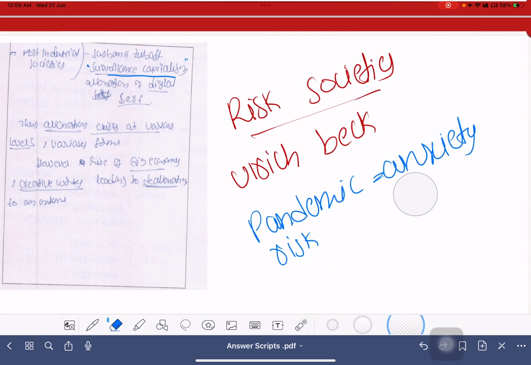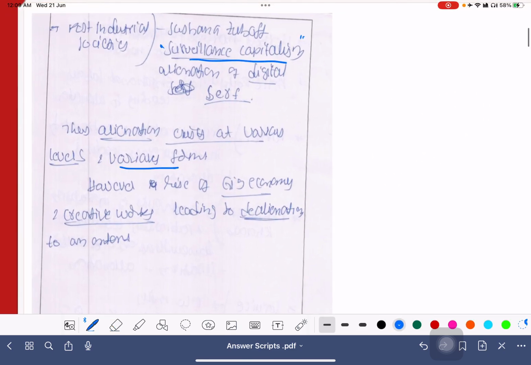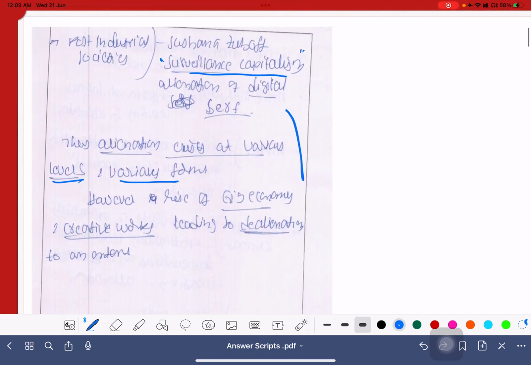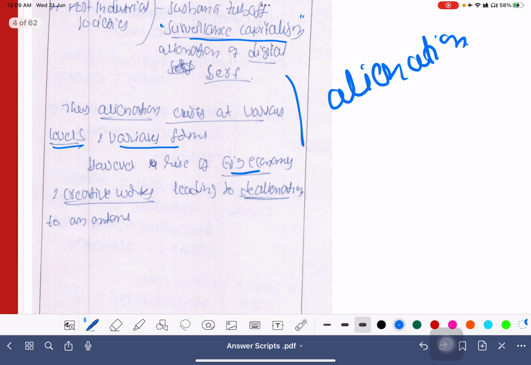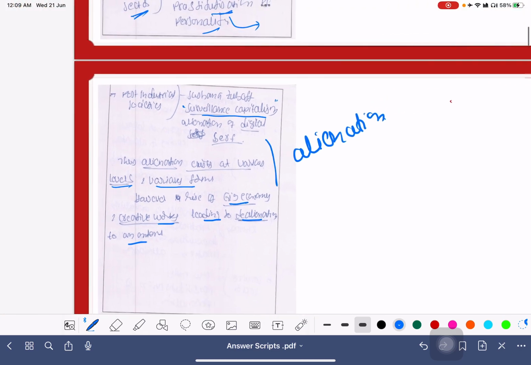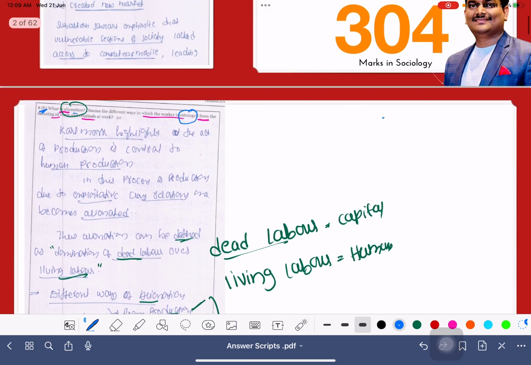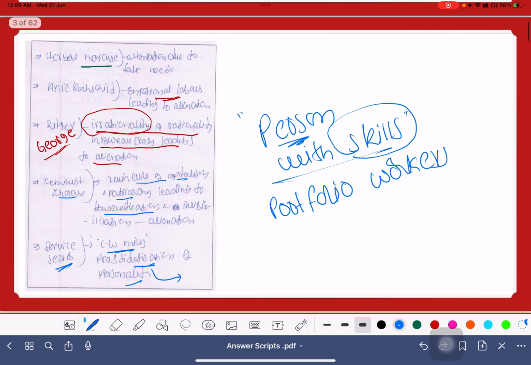Towards the end, I have written a very basic conclusion. Thus alienation exists at various levels and in various forms. However, till now we have discussed that we are experiencing alienation. Towards the end I presented the other idea: the rise of the gig economy or creative work leading to de-alienation to an extent. Okay, so overall this is the approach to answer. You can make note of these value addition points.